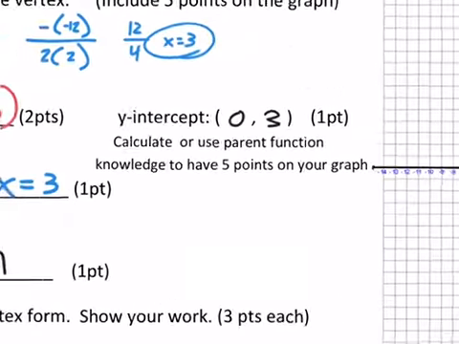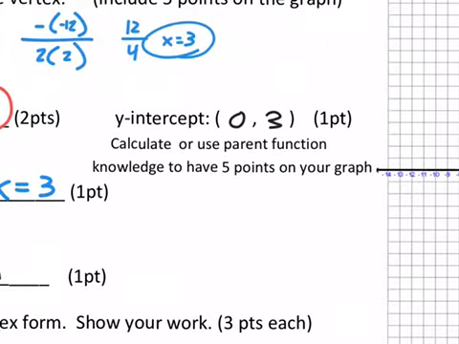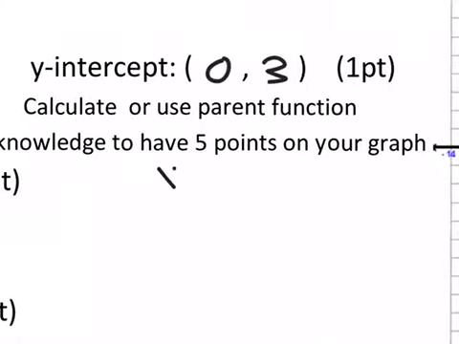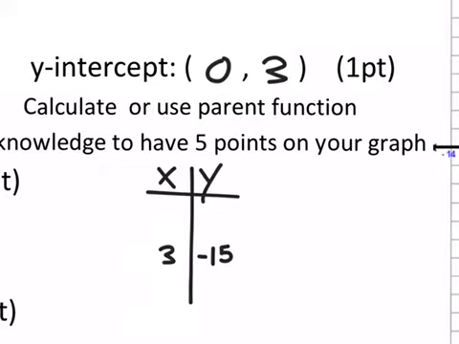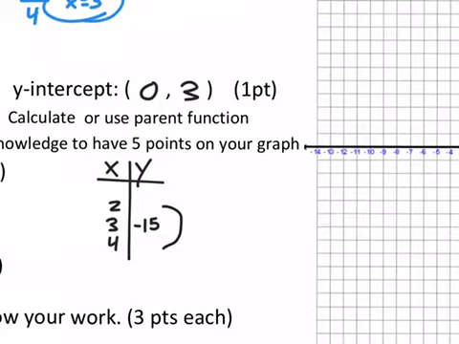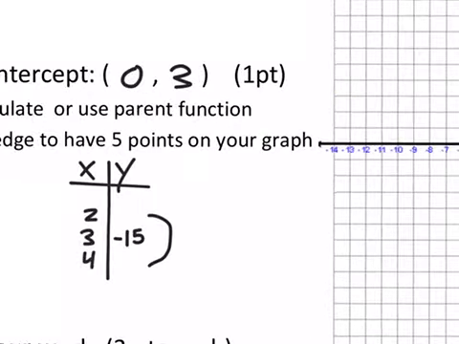Now, it says calculate or use parent function knowledge to have 5 points on your graph. A couple ways of doing that. One way is to make a table. We know our vertex is 3, negative 15. So to find some other coordinate points, I could either plug in 2 or 4. These will both give me the same answer because they're on either side of the vertex. I could plug in those values there into the original equation.